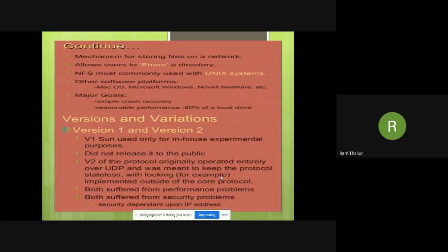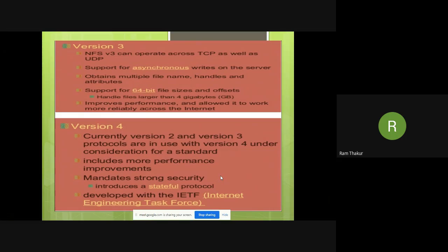Here, stateless means that the company just keeps the information where the data is and does not share it. The main thing is that because of this, it hampers performance. There may be problems in the performance and, of course, the security. So the security and the performance problems were found in version number 2. What about version number 3?